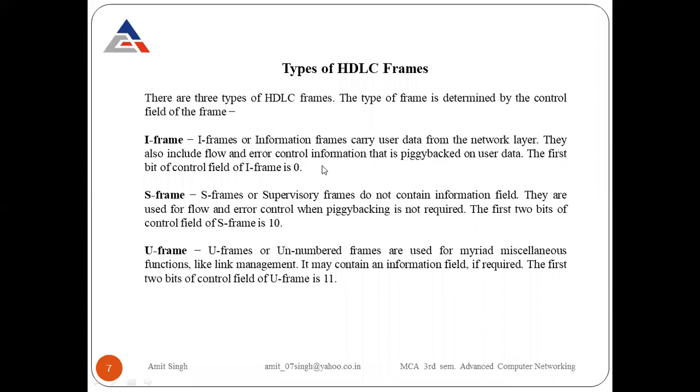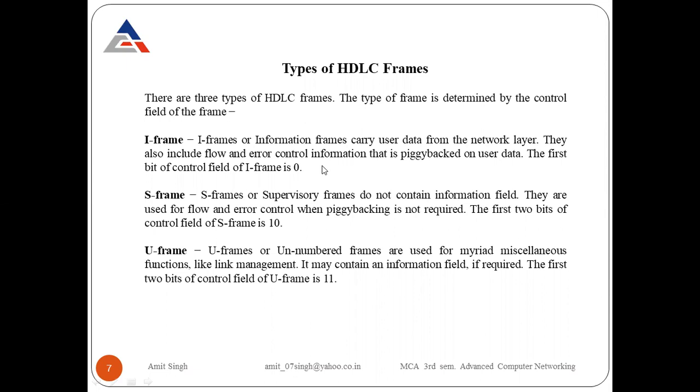So the next is the types of HDLC frames. Now we have different types of frames available. So let's discuss these different types of the HDLC frame. There are three types of HDLC frames. The type of the frame is determined by the control field of the frame. Which type of frame it is can be detected by the control field. We have a control field in the frame format of HDLC.